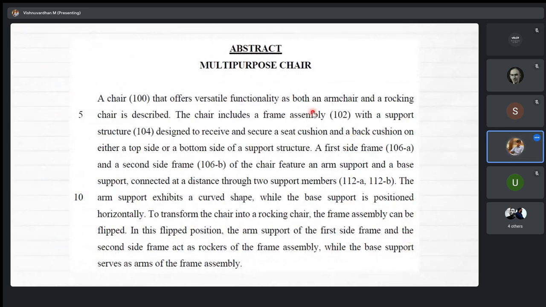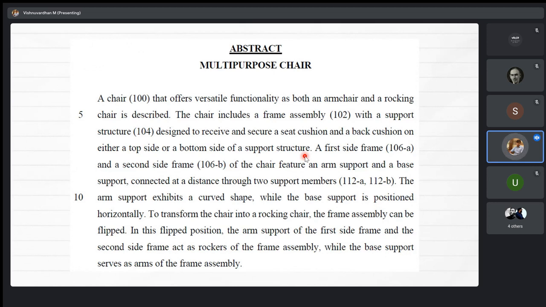So an example of the abstract from this only, multi-purpose chair. We'll read it slowly. Even in the abstract, you have to put the numbers. So they've written the abstract, starting with the title again: multi-purpose chair, a chair number 100 that offers versatile functionality. Versatile is something that can be utilized in many ways, as both an armchair and a rocking chair. The chair includes a frame assembly number 102 with a support structure 104 designed to receive and secure a seat cushion and a back cushion. Numbers are missing here: seat cushion was 114, back cushion was 116, on either a top side or a bottom side of the support structure. So you guys can clearly understand that.